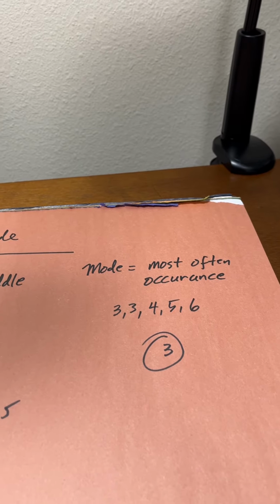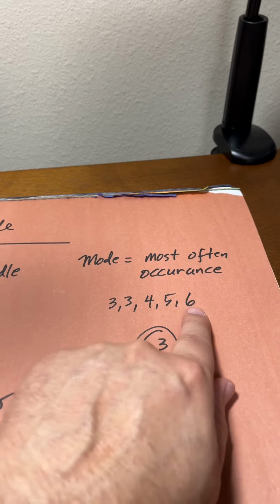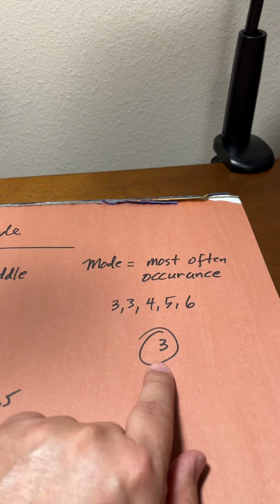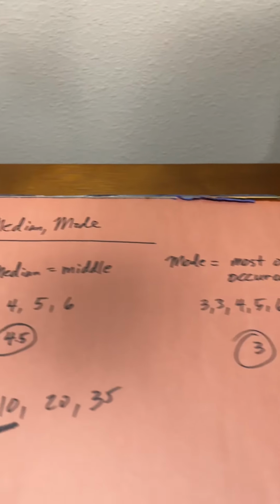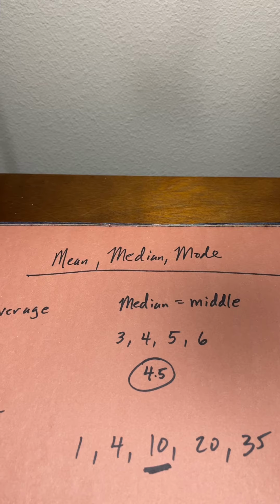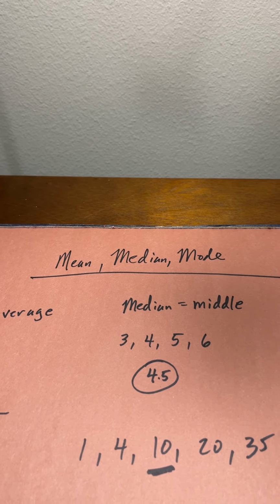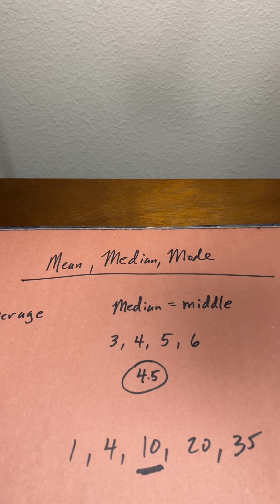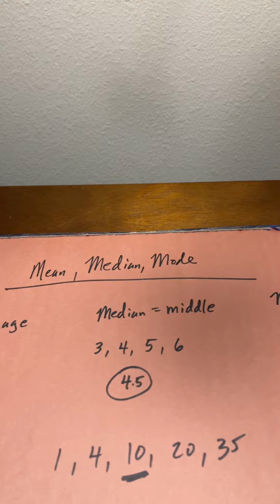The last one's the easiest one, the mode. The mode just means the one that occurs most often. And so in this list of numbers, 3 occurs twice, so that's most often. So the mode occurs most often. Didn't talk about the range here, but the range is simply the biggest number minus the smallest number. So the range is the largest one minus the smallest one. So mean, median, mode, and range.